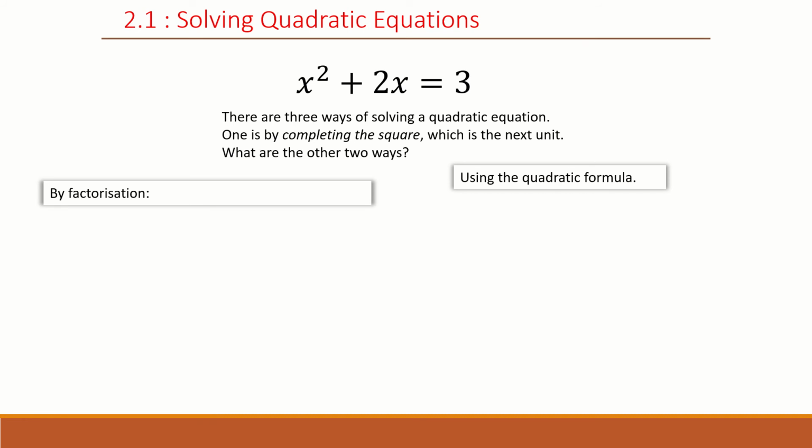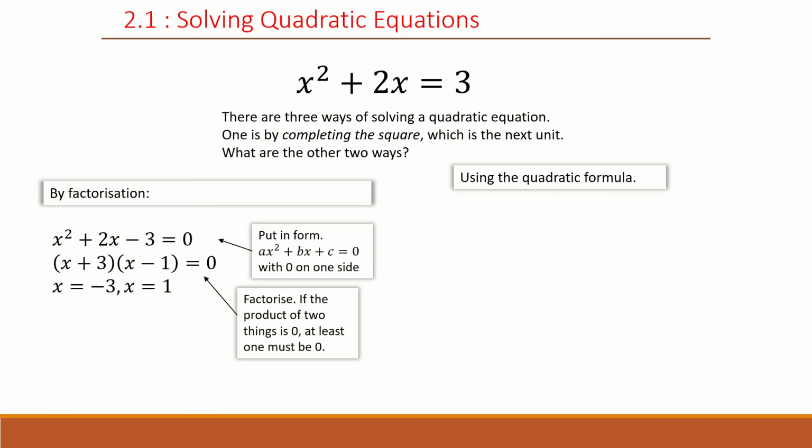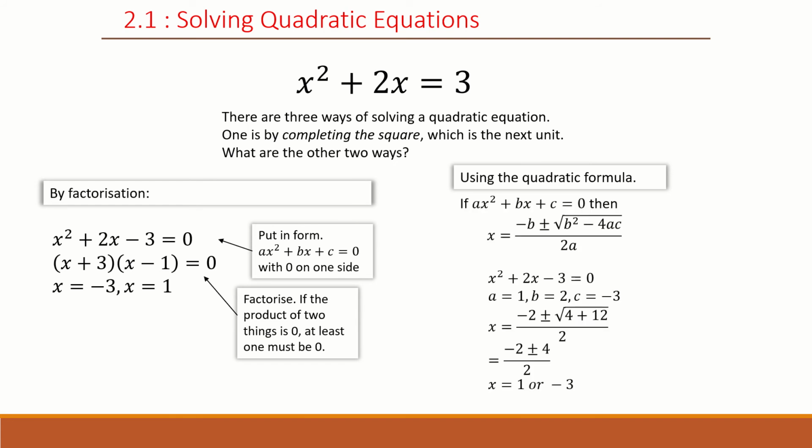So first, by factorization, we put it in the form of ax squared plus bx plus c equaling 0. And in this case, we get x squared plus 2x minus 3 equaling 0. We factorize as normal, and we get our two answers as minus 3 and 1. With the quadratic formula, which you should have done in GCSE, we also get 1 and minus 3.